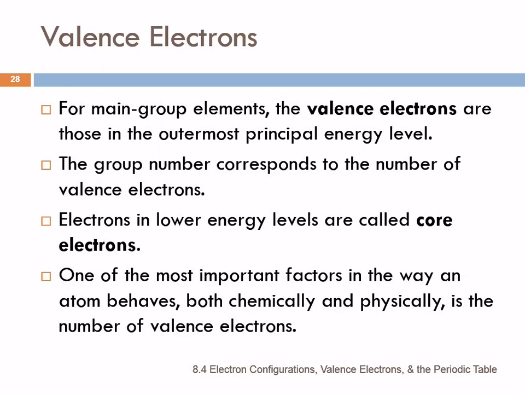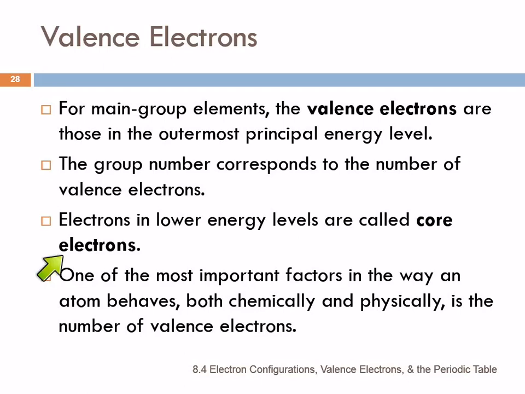So for the main group elements, the valence electrons are those in the outermost principal energy level. So whatever the highest n level is, the highest floor in the hotel that's occupied, those are the valence electrons. And it turns out that this corresponds to the group number. Now, it's the group numbers that have the letters associated with them. So nitrogen is in group 5A. It has 5 valence electrons, and we'll see how that works.